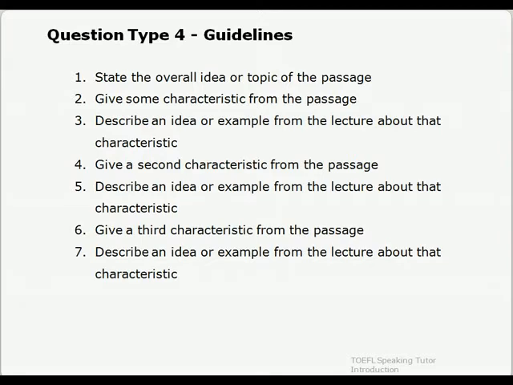For the guidelines of question type number 4, you want to start by stating the overall idea or topic of the passage. Give some characteristic from the passage. Then describe an idea or example from the lecture about that characteristic. Give a second characteristic from the passage. Again, describe an idea or example from the lecture about that characteristic. Give a third characteristic, and again, describe an idea or example about that characteristic.